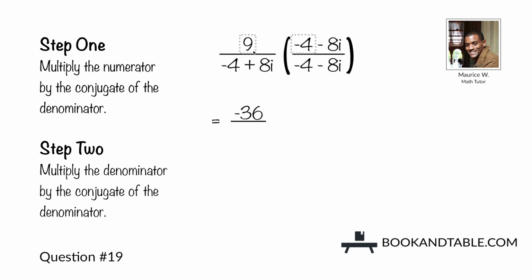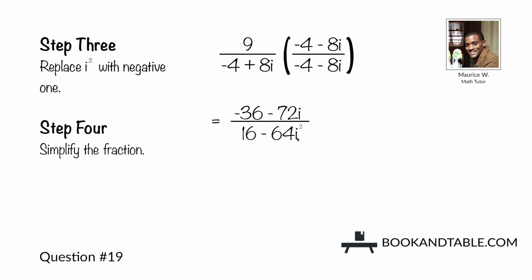When we do so, we wind up with 9 times -4, which is equal to -36. Then we have 9 times -8i, which is -72i. And now the denominator, we get -4 times -4, which is positive 16. -4 times -8i gives us positive 32i. 8i times -4 is equal to -32i, which then negates positive 32i. And 8i times -8i gives us -64i squared.